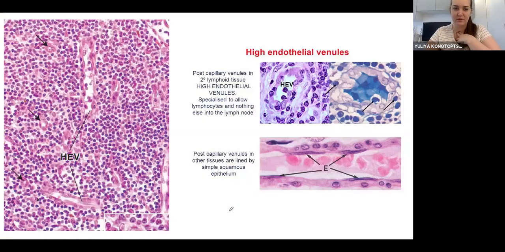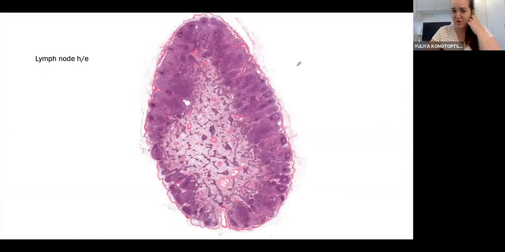High endothelial venule, okay. Lymph node, H and E. Outside is a capsule, obviously. This is the cortex. This is the medulla. You can see that some darker areas are here. Those are the medullary cords, right? The lighter areas are going to be medullary sinuses. Which kinds of cells are within the medullary cords? B lymphocytes, plasma cells, macrophages, and dendritic cells.